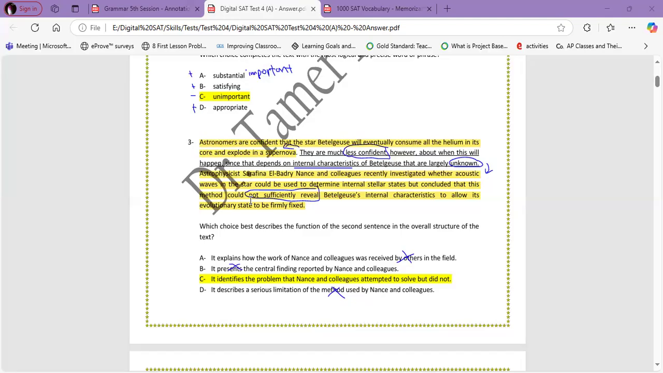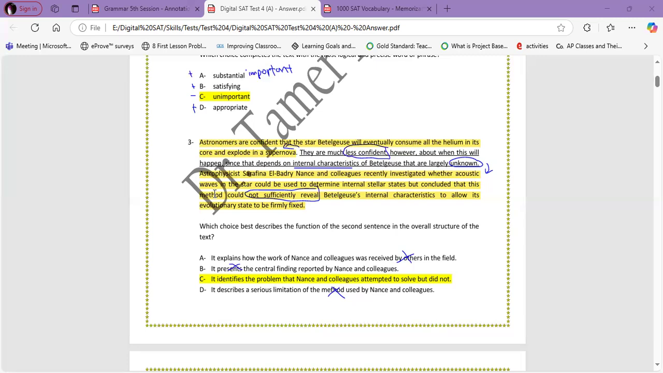Okay, let's find what comes after the main sentence now that we are talking about it. They are much less confident. So the first one, they are sure. The second one, they are not sure. However, about when this will happen, since that depends on internal characteristics of Betelgeuse that are largely unknown. So now we know that in the sentence before, they are sure that the star will explode. The second sentence is the main sentence for us, but they don't know when, because they don't have the full information. So after that.